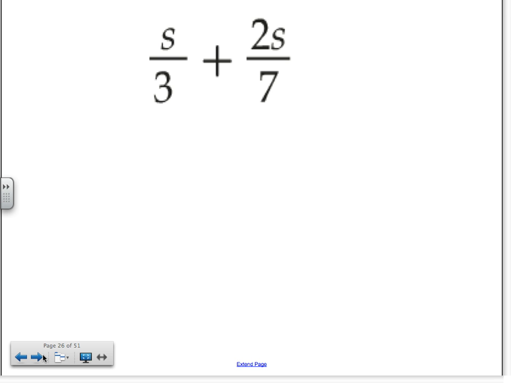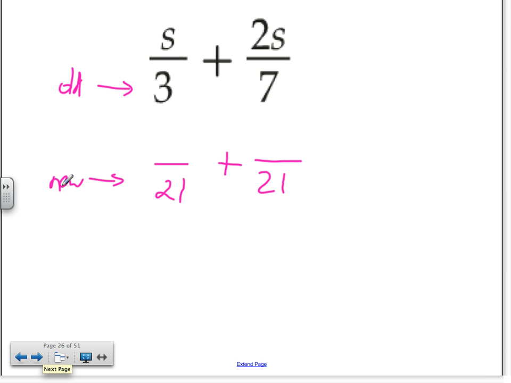21. So can we just do this? 21 is my new denominator. Is that correct? So this is your old, and this is your new. Your job is to say, if I want to take the old denominator and make it look like the new, what do I have to multiply the old one by? 7. Okay, so if you multiply the bottom by 7, you would just do that on the top, so that would become 7s. Is that correct?